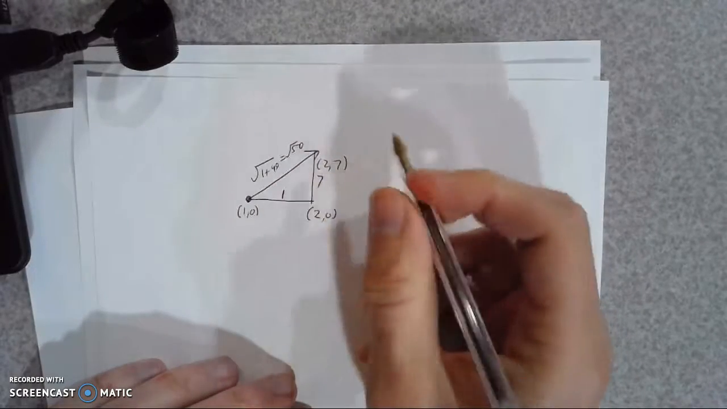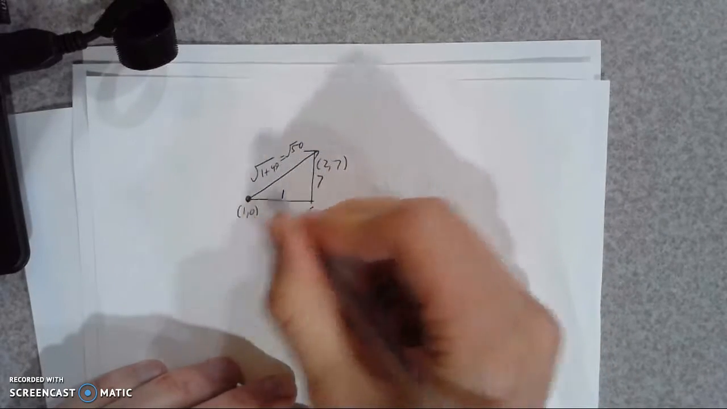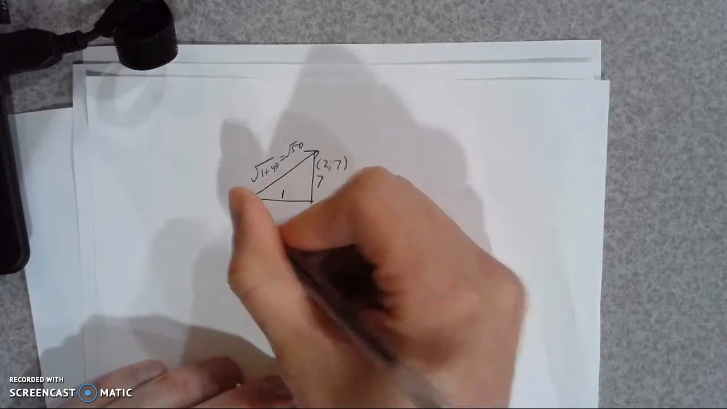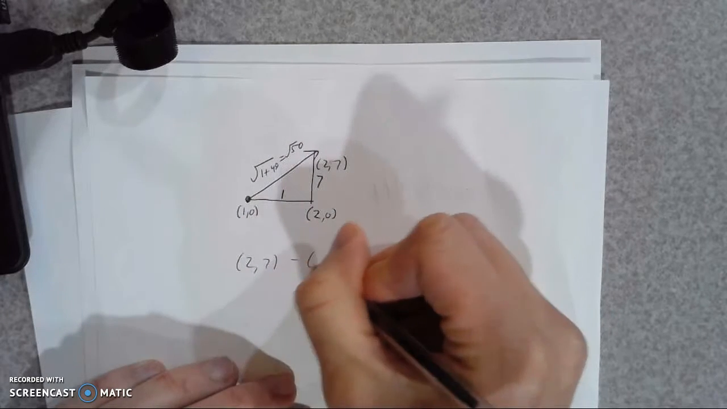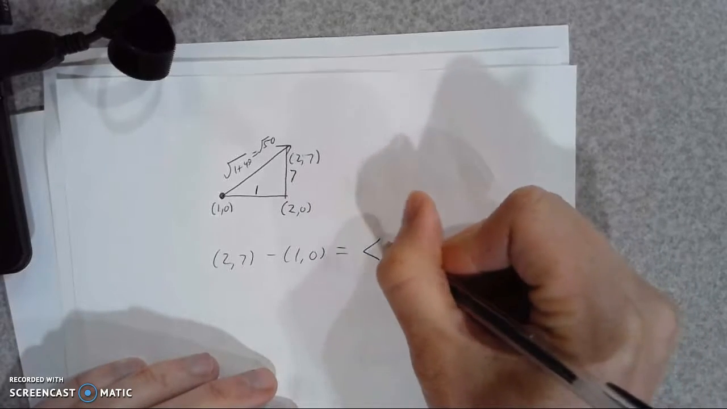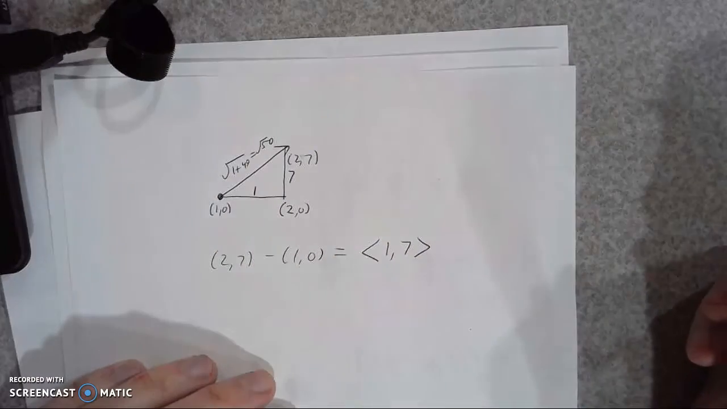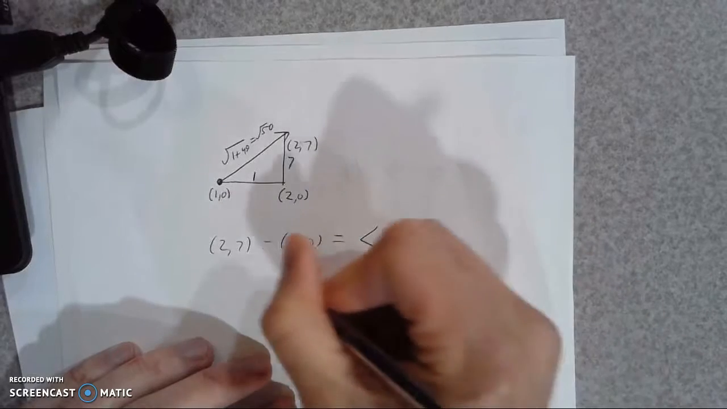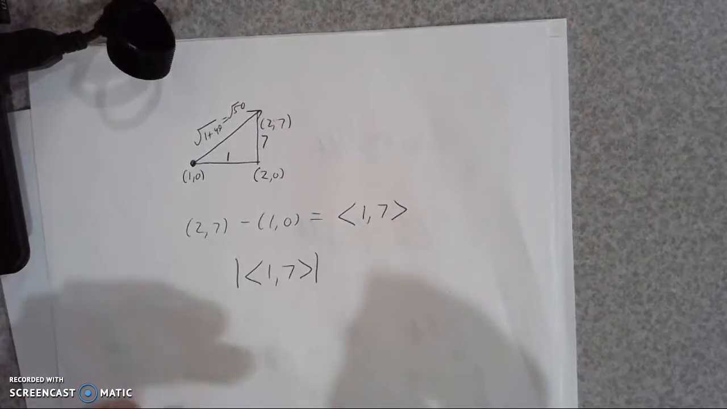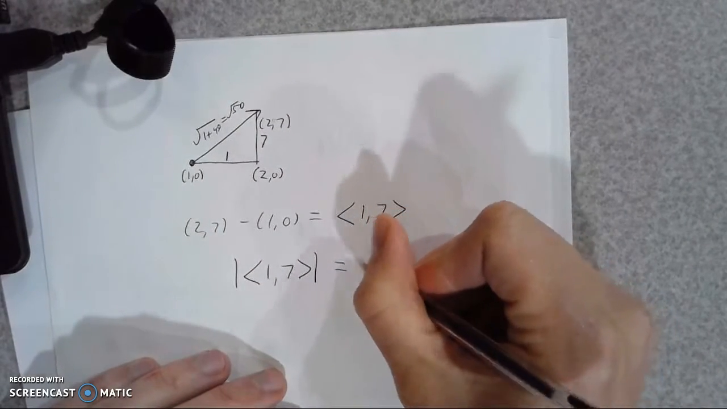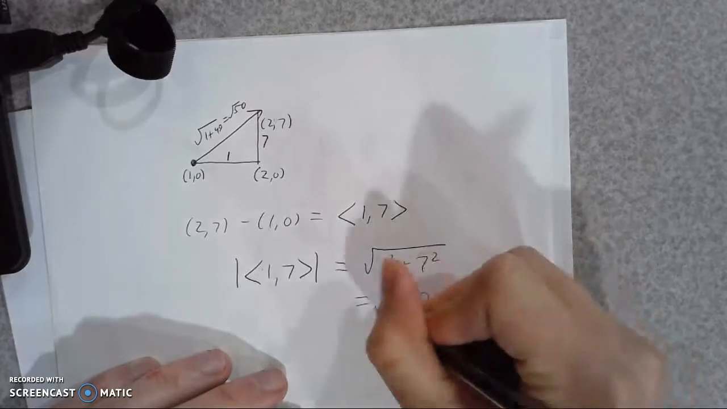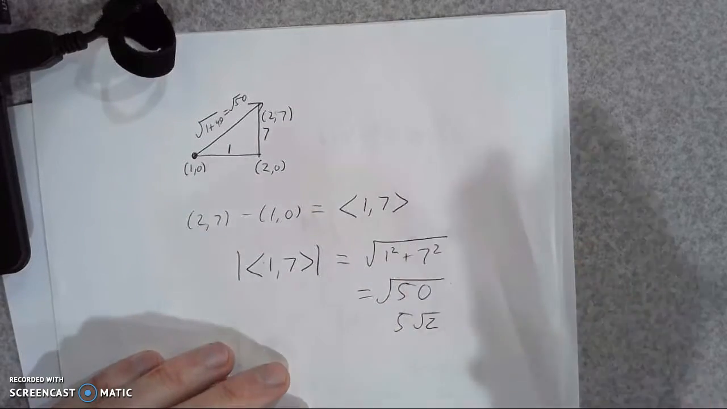Another way to do that is, if I move from point to point, if I take the end point over here, which is the head, minus the tail over here, (2, 7) minus (1, 0), gives me the vector. This is what we use for vector notation, <1, 7>. And then the magnitude of a vector, which has this notation, looks like absolute value. There's a reason, because you're finding length or distance. It is the square root of the first component squared plus the second component squared, which is again the square root of 50, which we could break down to 5 square root 2.